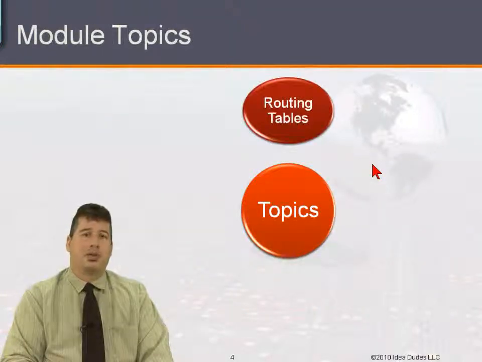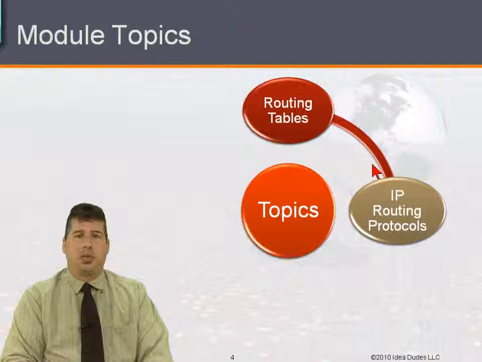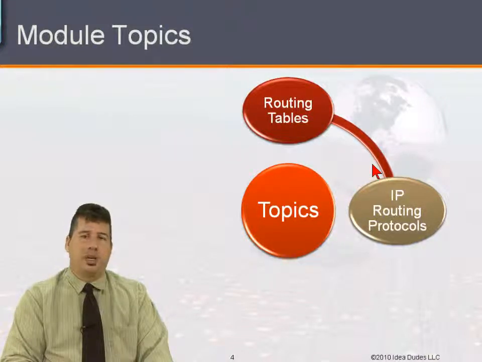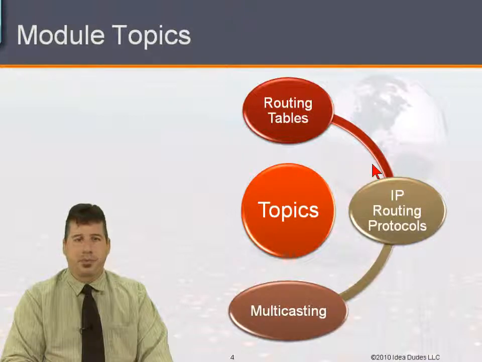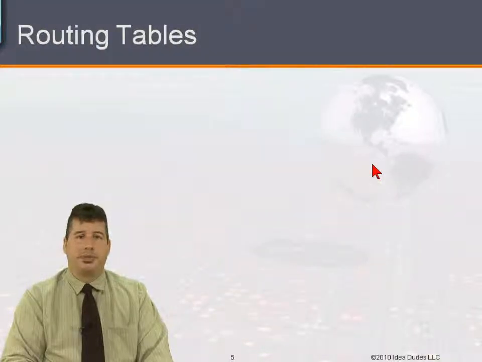So in the module topics, we're going to look at routing tables. Routing tables are where the information is going to be stored. It's a database. We're going to be looking at IP routing protocols such as RIP version 2 and OSPF. We'll also be looking at multicasting. Hey, have you ever watched a movie online? That's multicasting. And VPN overview.